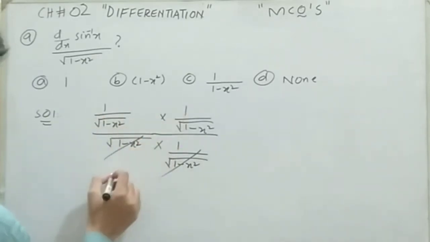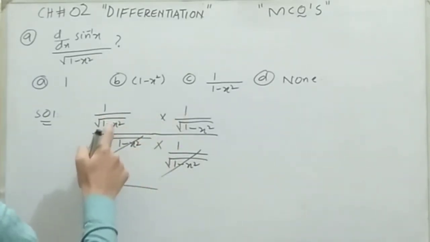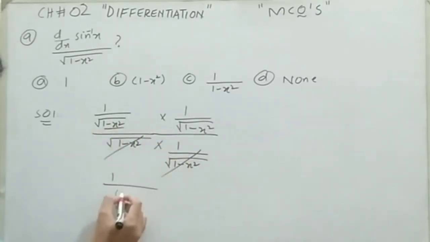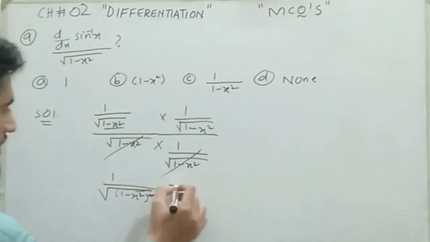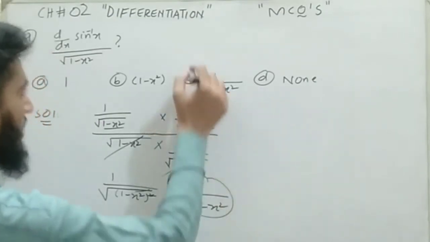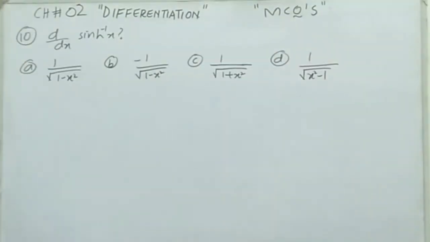We are left with 1 multiplied by 1 gives us 1, and 1 minus x square under the root and 1 minus x square under the root. Here they are the same, so it can be written as 1 minus x square whole square under the root. This square will cancel with the under root, and we are left with 1 over 1 minus x square. So the right option will be option number C. Move toward MCQ number 10.